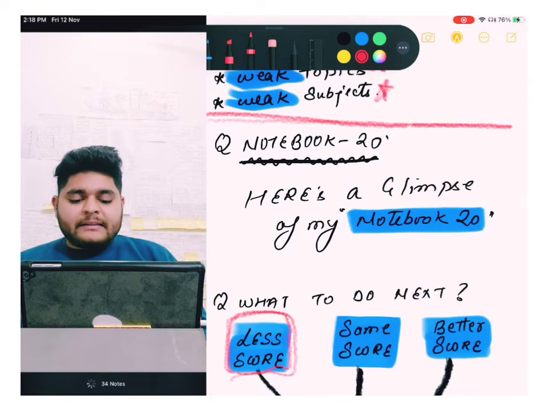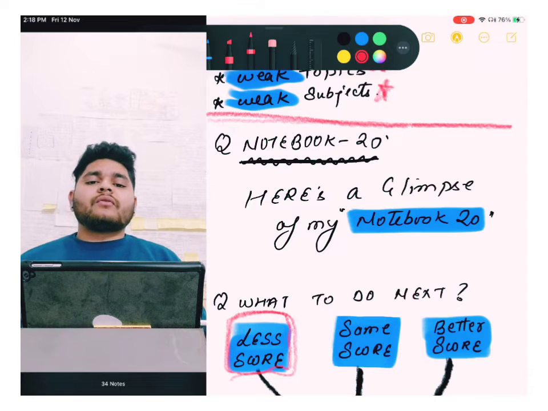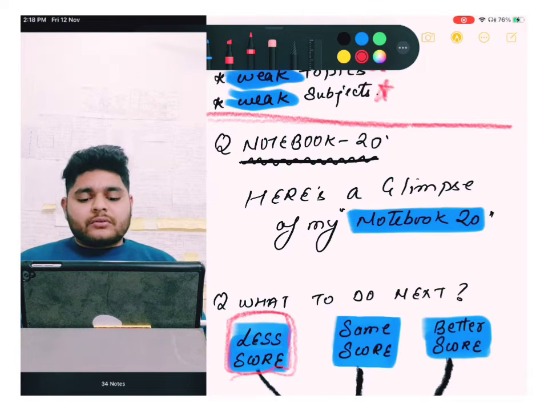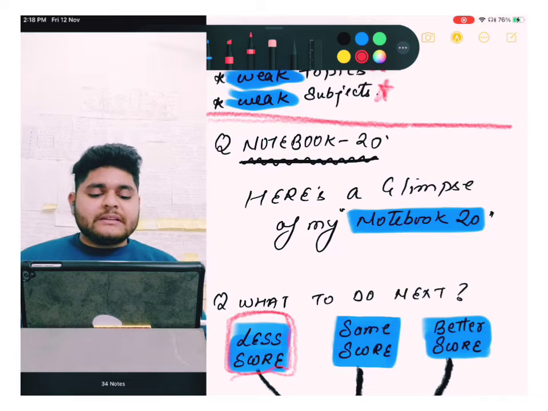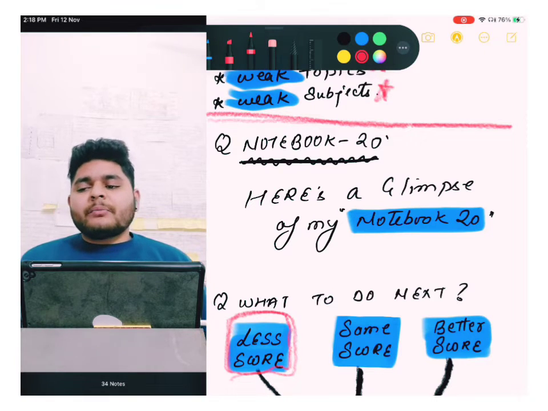So you might have a lower score. Let's say that in the last GT you scored around 400, and now you have around 350. That is a lower score than the previous GT. There may be numerous reasons for that.